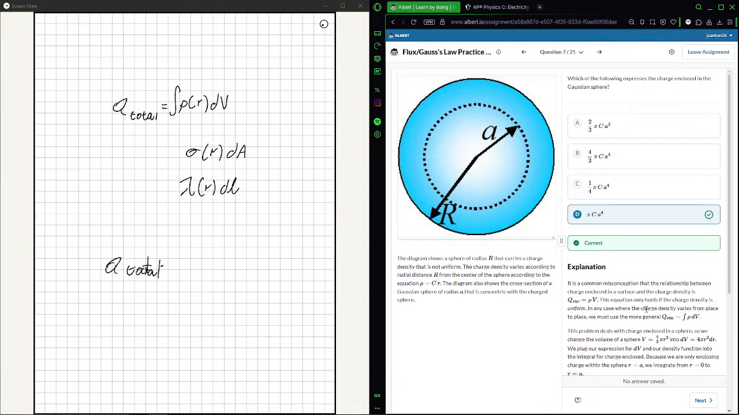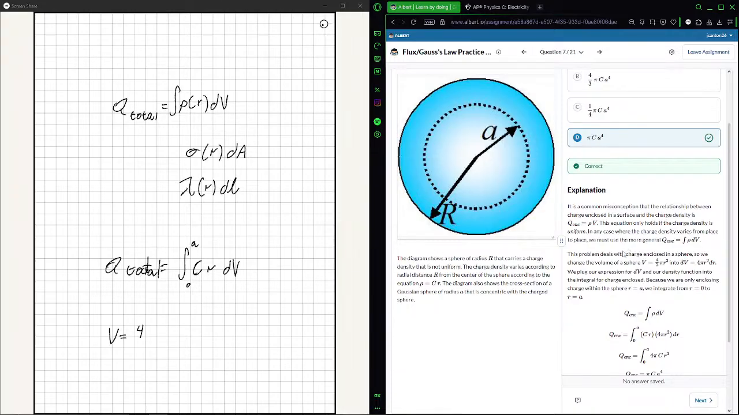Q total is equal to, rho here is going to be CR, and it's going to be dr from 0 to A. But wait, it's not dr, it's dv. Oh, you're right, that's what it is, since it's converted. It's dv, and why this is important is because rho equals Q over V. The big R is not even relevant to this question at all. I don't know why they give it to us.